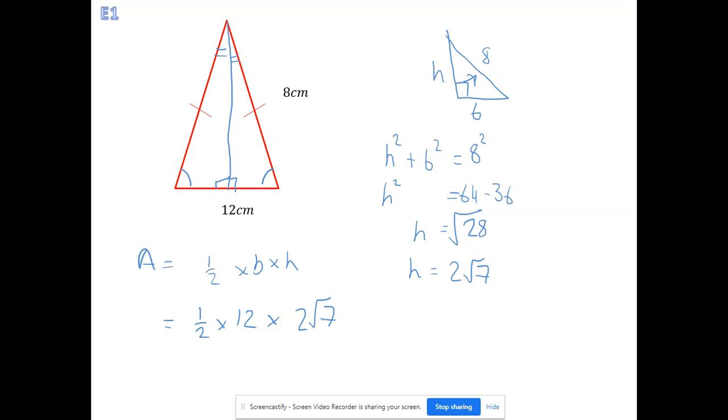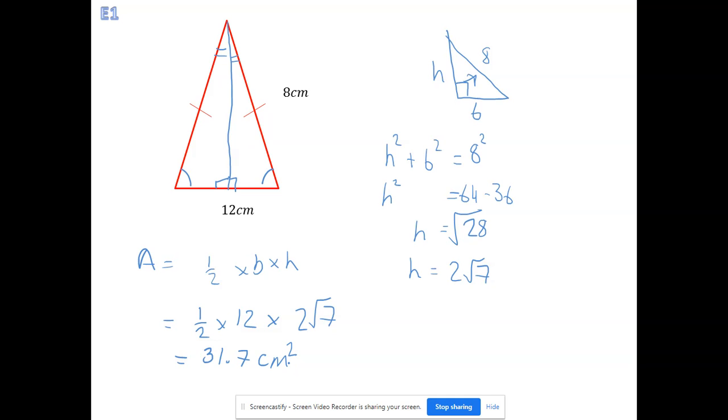So I'm going to just do the 2 root 7 multiplied by 12 times by 0.5. And we end up with 12 root 7. And this time, because it's a final answer, we'll go for 31.7 to 1 decimal place, and it's centimetre squared.